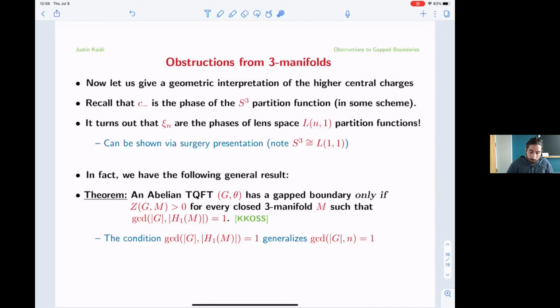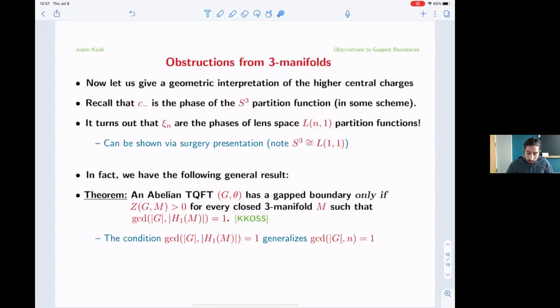So anyways, what we've seen thus far is basically that the chiral central charges capture the phase of the S3 partition function. The higher central charges I quoted for you are the phases of lens space partition functions. And in fact, there's a slightly more general result, which is the following. It turns out that an abelian TQFT has a gap boundary only if the phases of all three-manifold partition functions are trivial, as long as that three-manifold satisfies this condition here: the first homology group of that three-manifold is coprime to G.